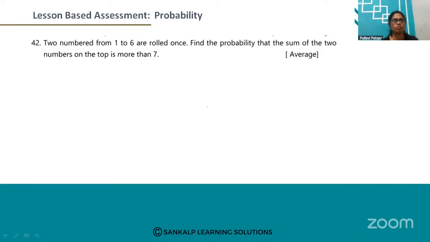Look at question number 42. Two dice numbered from 1 to 6 are rolled once. Find the probability that the sum of the two numbers on the top is more than 7. So here the total number of possible outcomes, n of S, is equal to 36. Now identify the favorable outcomes. The favorable outcomes are those where the sum of the two numbers is more than 7.